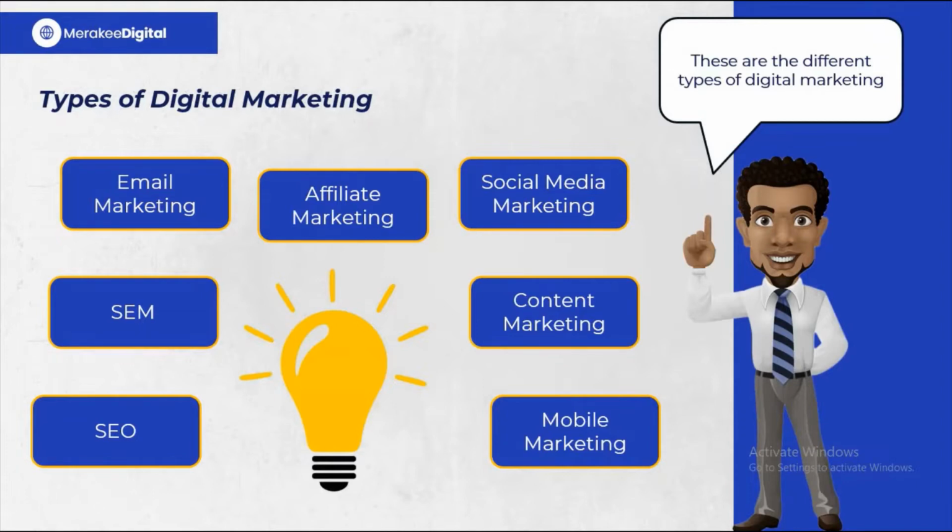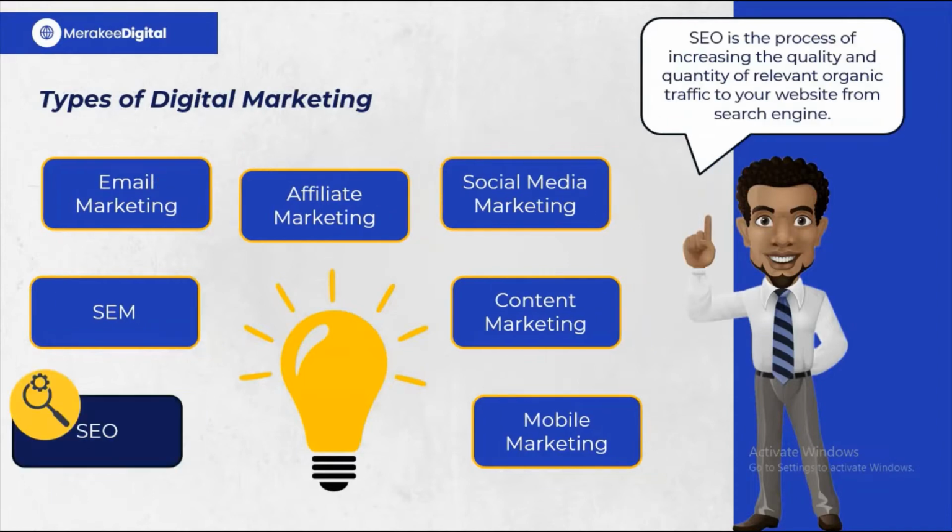So what is SEO? SEO is simply a short form for search engine optimization, whereas SEM is a short form for search engine marketing. We know email marketing and affiliate marketing. We're going to explain all of these concepts going forward. So these are the different types of digital marketing.